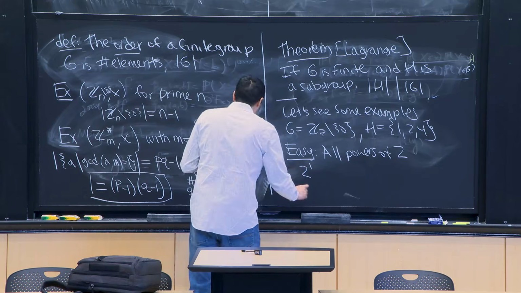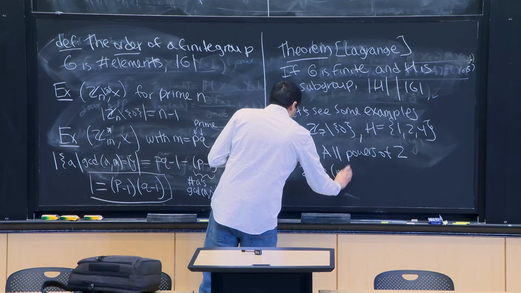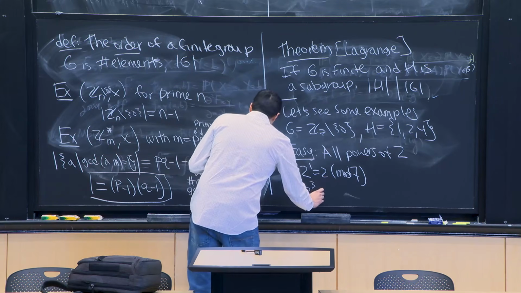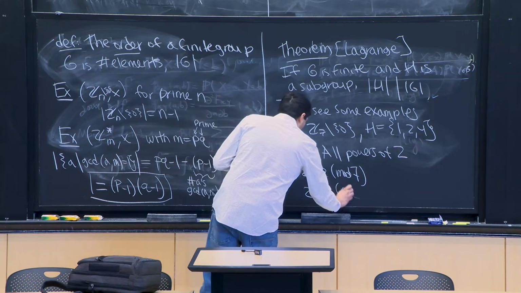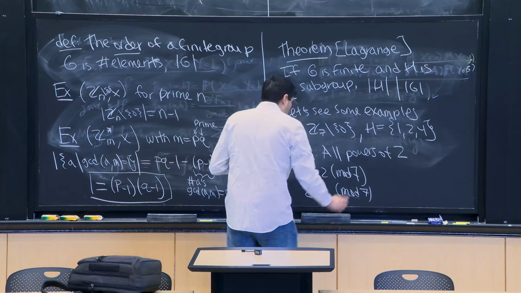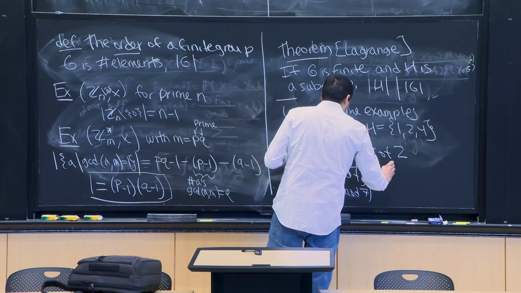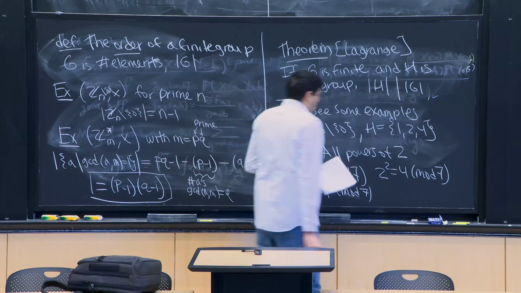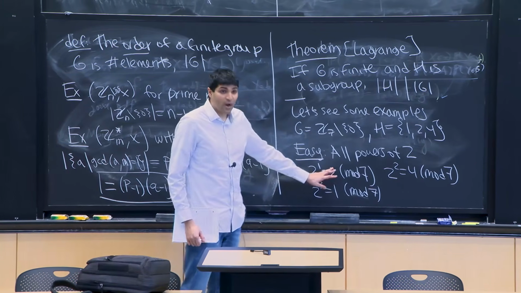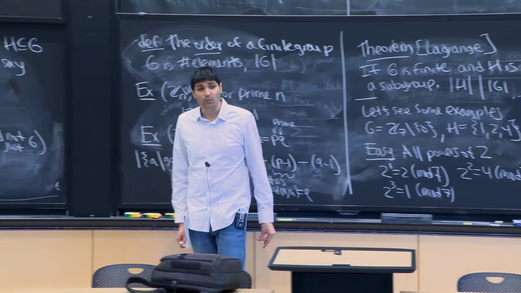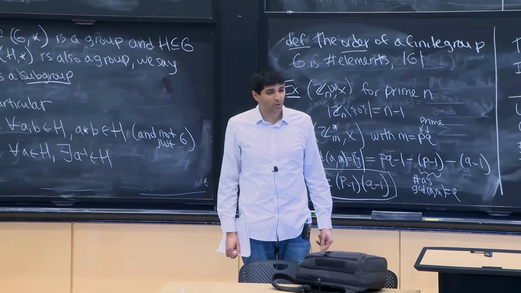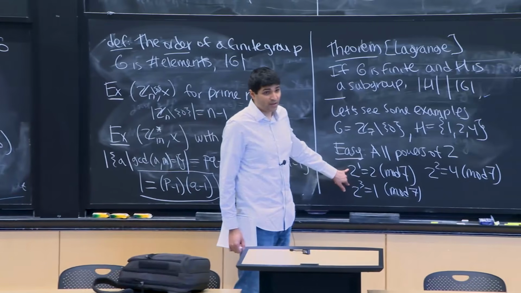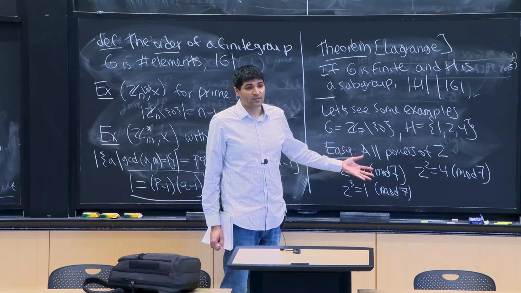So 2 to the 1 is 2 mod 7. 2 to the 3 is 1 mod 7. And 2 to the 2 is 4 mod 7. So all of the elements we got, 1, 2, and 4, were powers of 2. So why do we have the closure properties? It's just because when I take different powers of 2 and multiply them, I'm just adding their exponents.